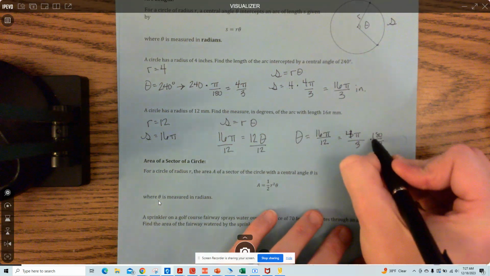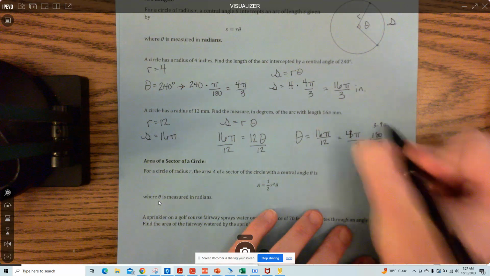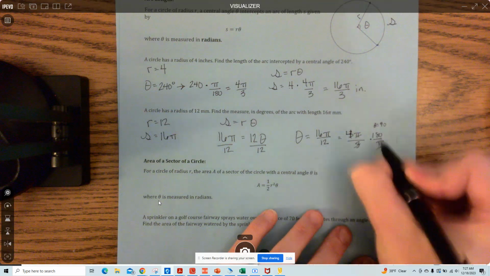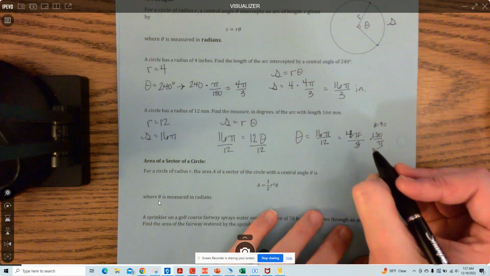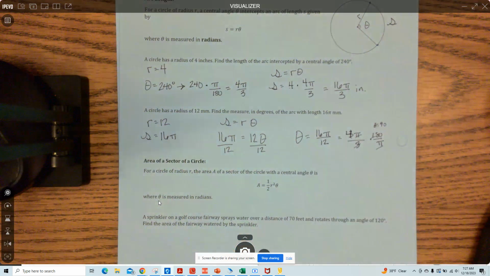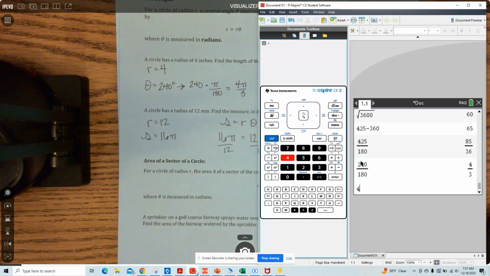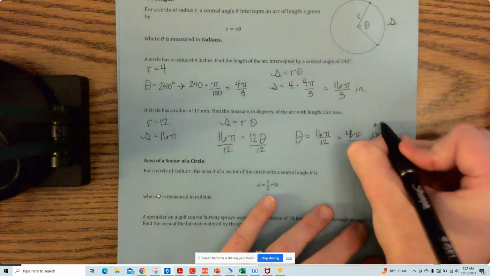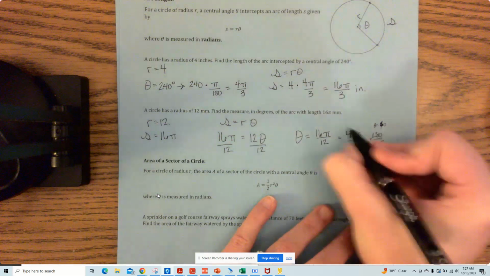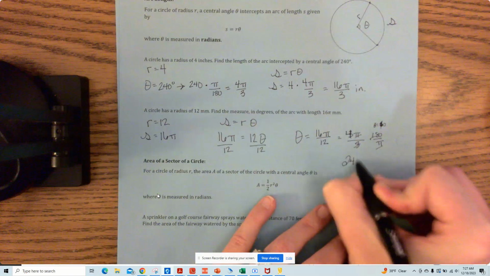This would be 3 times 90. So the 3's cancel, the pi's cancel. 4 times 90. That's still not right. Hang on. So if we do 4 times 180 and we divide it by 3, it's 240. Okay. What did I screw up there? 180 divided by 3. Oh, 60. Sorry. That should be 3 times 60. 4 times 60 is 240 degrees.